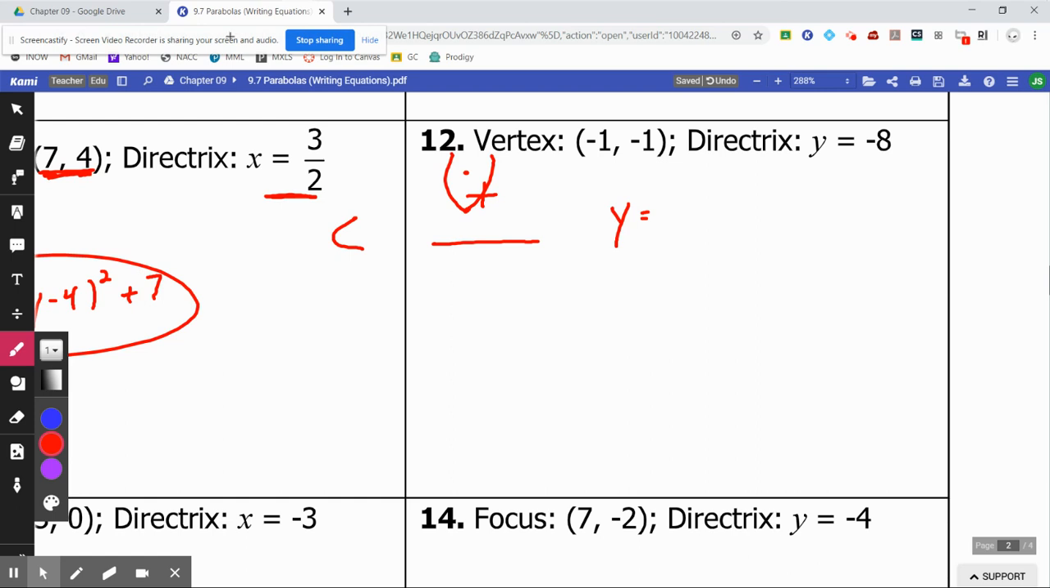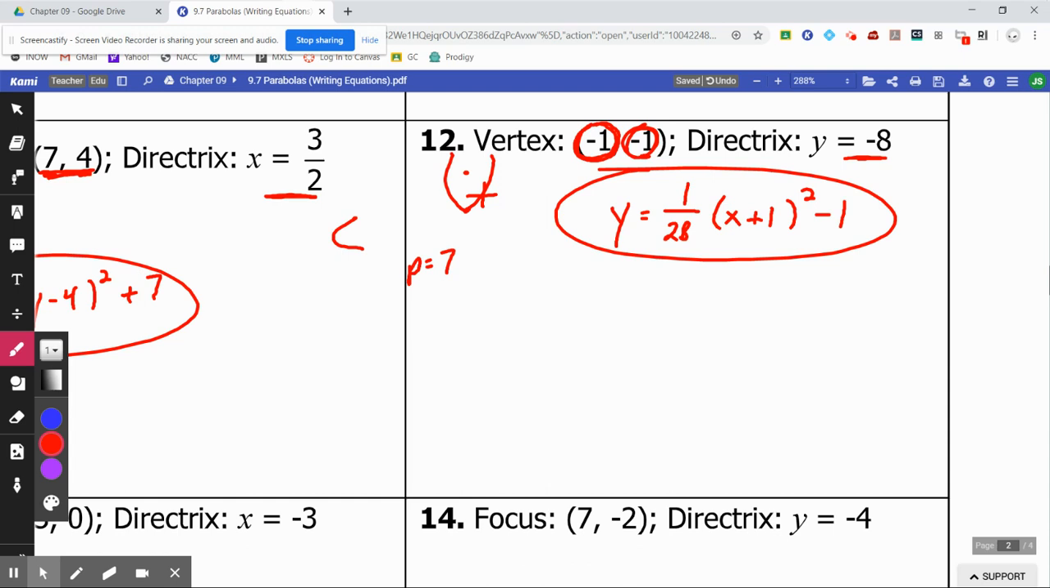So let me erase this and just leave that as a reminder that this is a vertical parabola. The distance from our y value here to the y value here is going to be our p, and that would be 7, the distance from -1 to -8. So 1 over 4p will be 1 over 4 times 7, times x stuff squared. Now let's translate it. To translate it left 1, we're going to add 1 to our x. To translate it down 1, we're going to subtract 1 at the end, and there is your parabola.